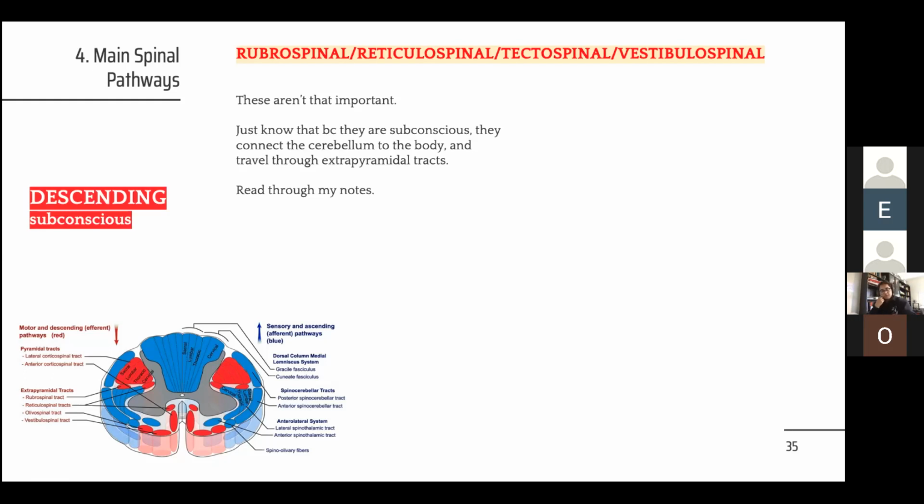Before I move on to the optic pathways, does anyone have any questions about the spinal tracts? If not, we'll go on to the optic pathway.